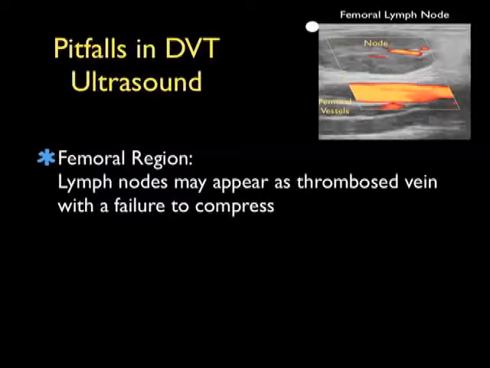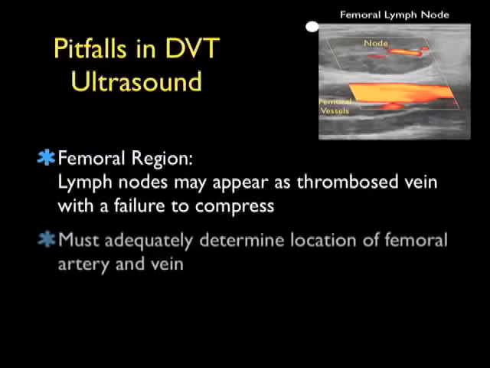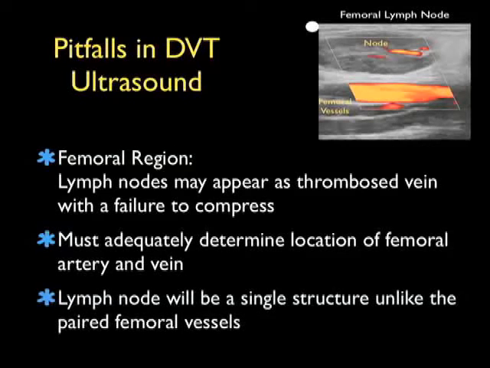In the femoral region, lymph nodes may appear as a thrombosed vein with a failure to compress on bedside sonography. Therefore, it's very important to adequately determine the location of the femoral artery and vein and compare that to the location of the lymph node. The lymph node will be a single structure, unlike the paired femoral vessels. Also, the lymph node will usually be seen more superficial to the vascular structures of the femoral artery and vein.